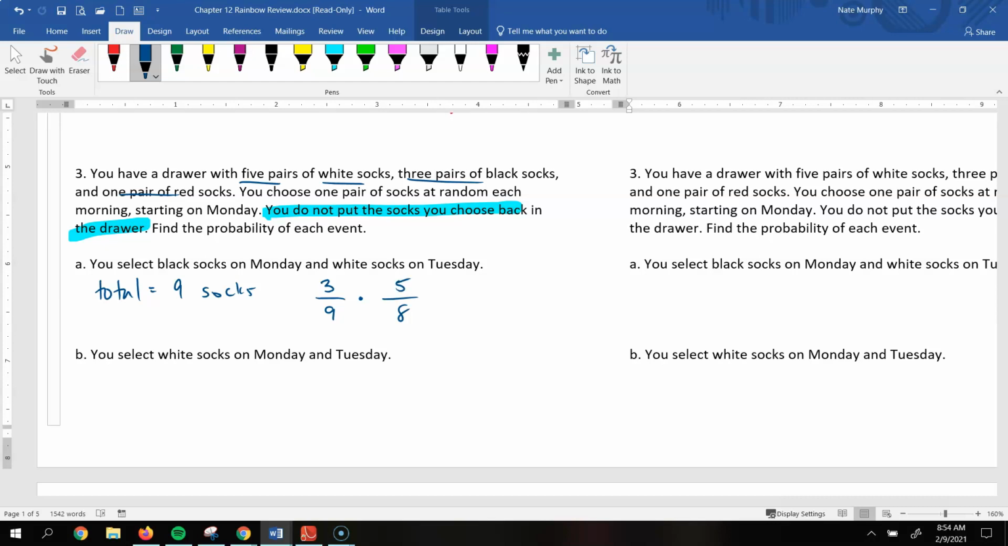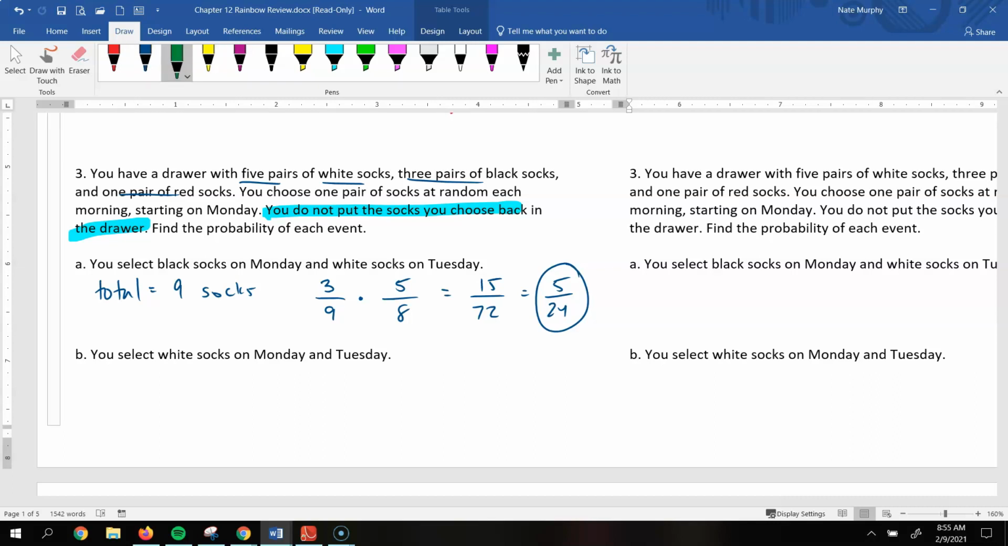And so if you multiply those together, 5 times 3 is 15, 9 times 8 is 72. And then we could reduce that and get 5 over 24, because 3 goes into both of those. And that can't reduce any further, so we'll just leave it as 5 over 24. Let's look at part B.